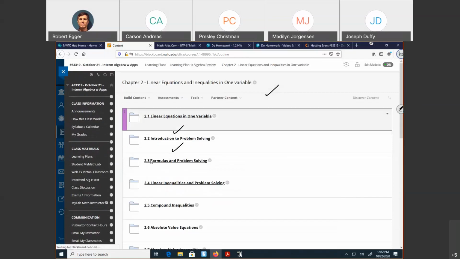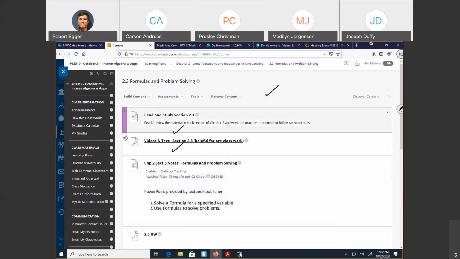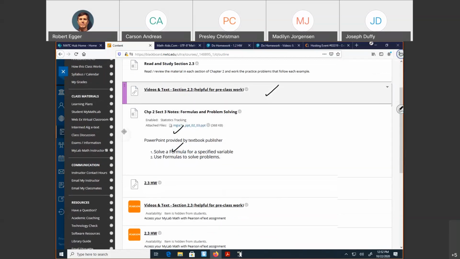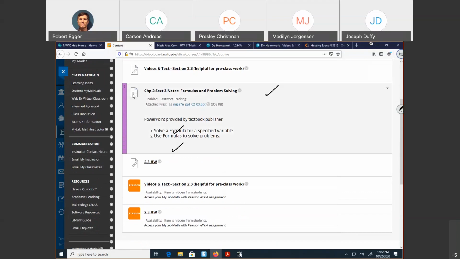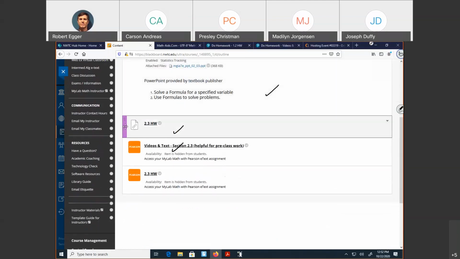There was 2.3. You can read and study the section, the video and text, which is homework. The PowerPoint is so choose, and of course the iMathLab homework for the section. So let's talk about these things.